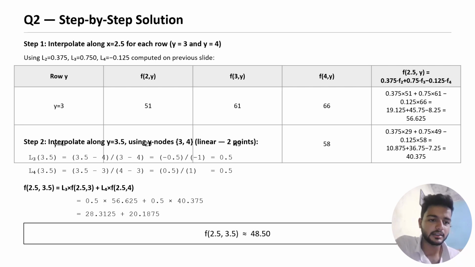Step 1: interpolate along x at 2.5 for each row, y equal to 3 and 4, using L2, L3 and L4 computed on the previous slide. In row y equal to 3, we have f(2,3) equal to 51, f(3,3) equal to 61, f(4,3) equal to 66. Adding all this by multiplying with L2, L3 and L4, we get 56.625, and if we keep y equal to 4, we get the value 40.375.